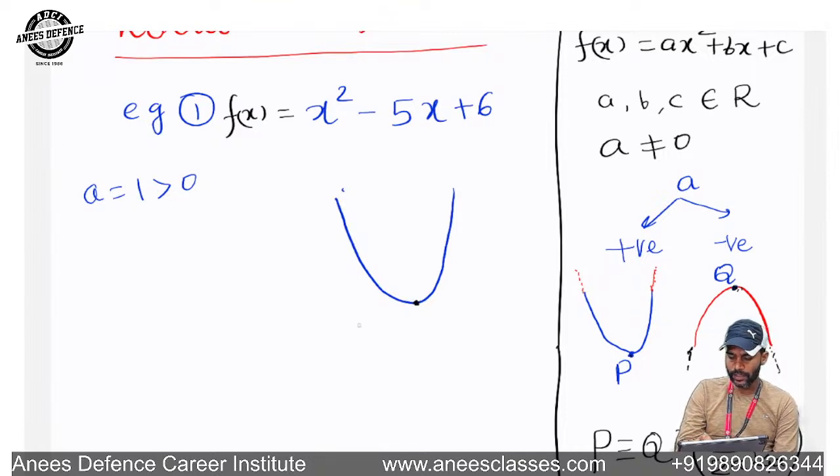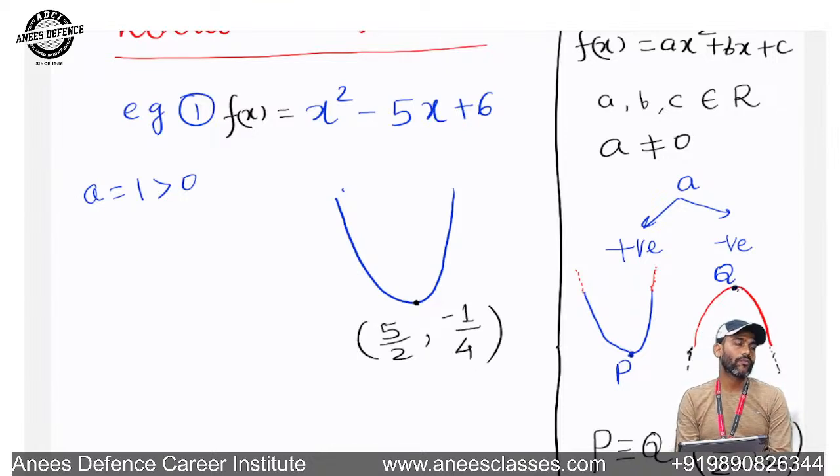So the coordinates of this particular point would be: minus b by 2a is here 5 by 2. Yes or no? Yes, sir. And what is minus D by 4a? If you solve it, you will get minus 1 by 4.